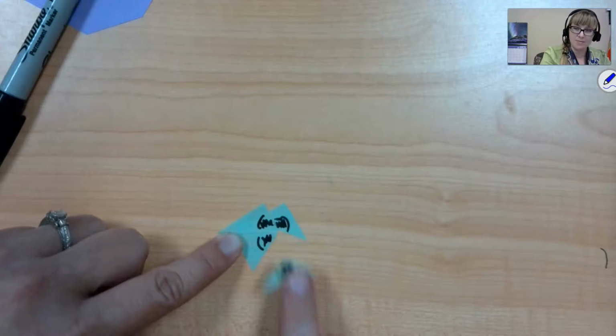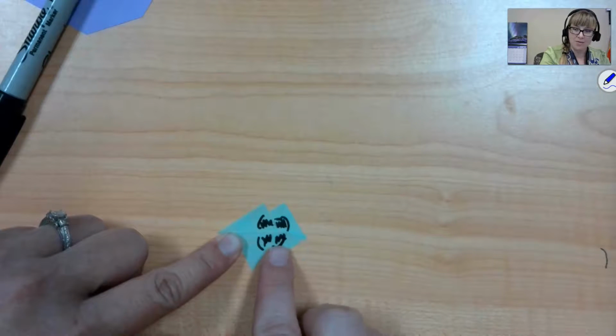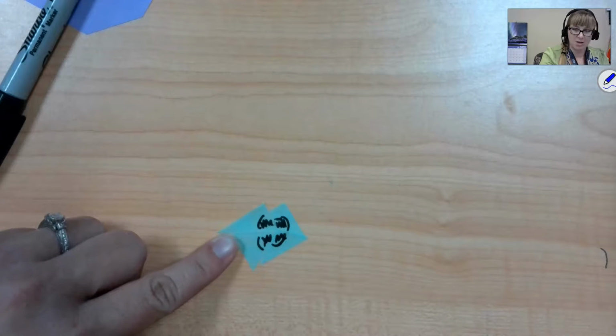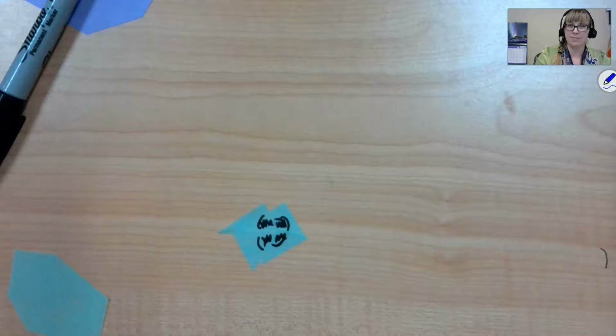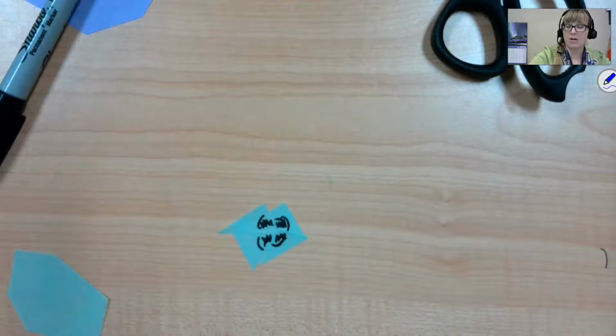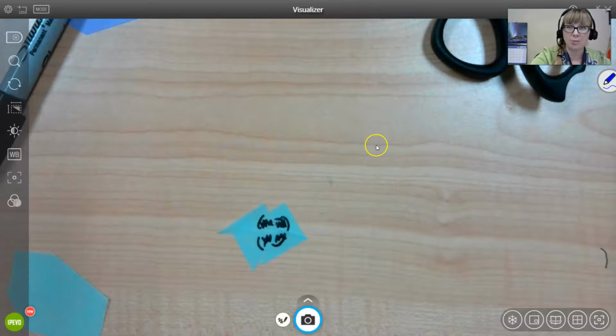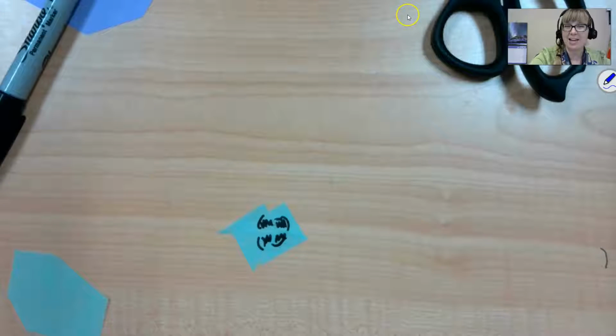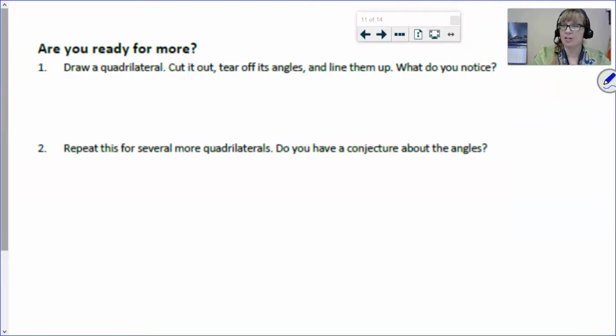Looks like again, I have 360 degrees. Did it work for your quadrilateral too? Try a different odd shaped, try a parallelogram, try a rhombus, try a trapezoid, try any other weird shaped quadrilateral and you'll get the same result. So all of the angles in a quadrilateral will add up to be 360 degrees.